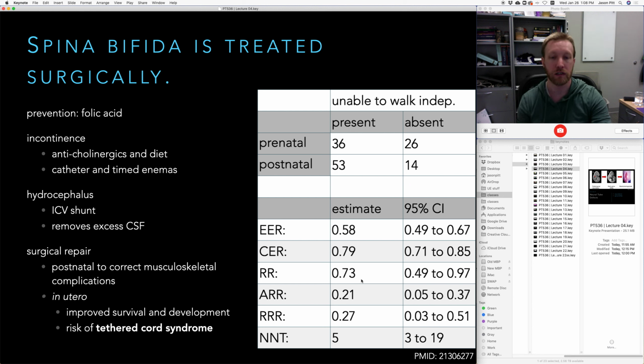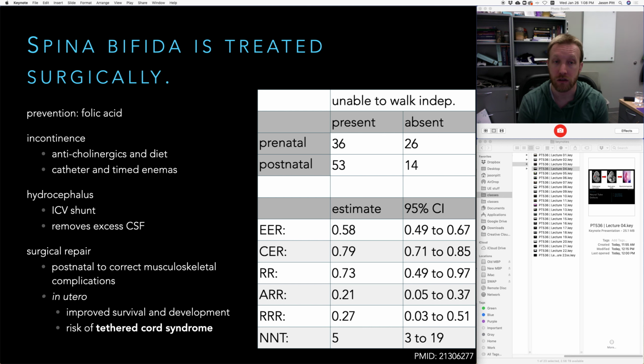Well, let's look at our relative risk, and the 95% confidence interval doesn't include 1, so we have a significant reduction in the risk of being unable to walk independently. To word that more normally, we are more likely to be able to walk independently when we have prenatal repair of the neural tube defect. Number needed to treat, 5.